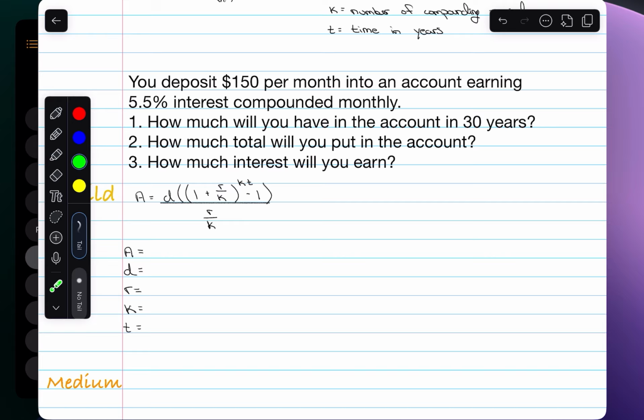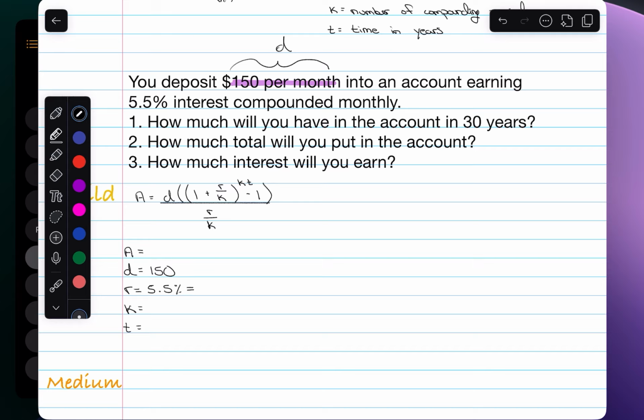So you deposit 150 per month. That is going to be my regular deposit. That's how much I'm putting in each time period. So that is going to be 150. That's my D. 5.5% interest. That's my R, that's my interest rate. So I'm going to write 5.5%. Remember, that needs to be written as a decimal.